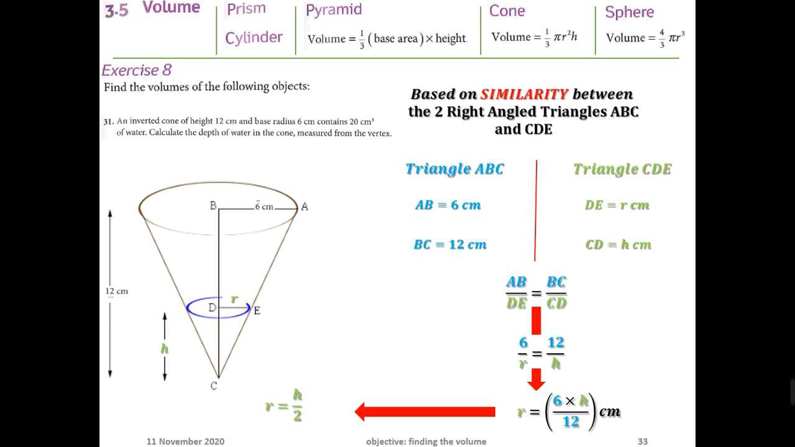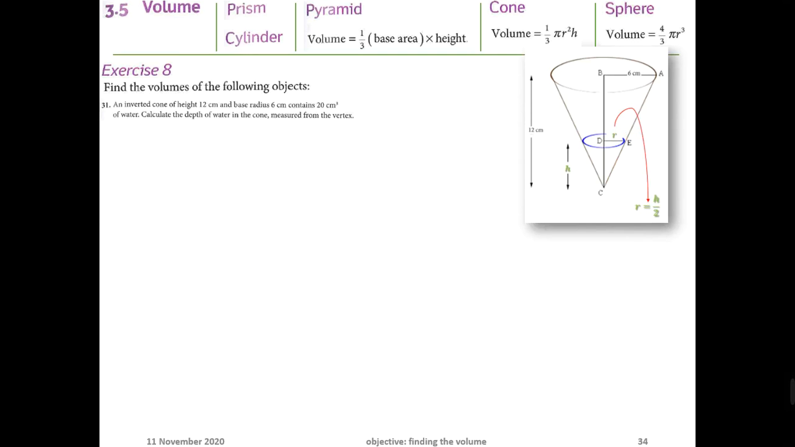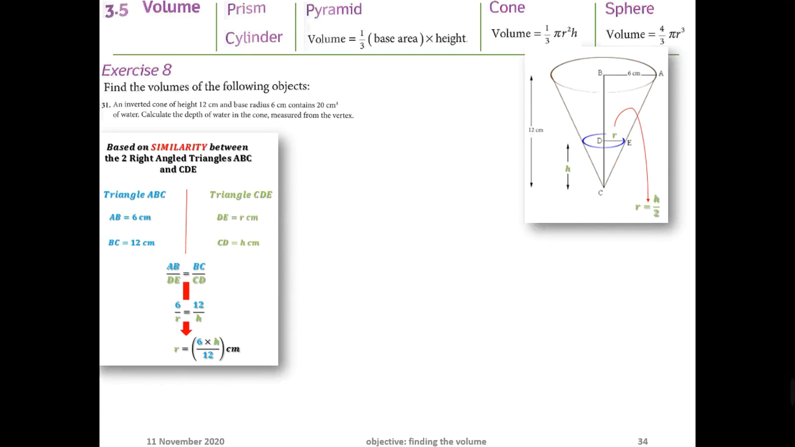So if you see, the difference in this question is that R is written in terms of H. So we wrote R as an expression in terms of H. So this is R. Now, based on the similarity, we found R as an expression in terms of H.